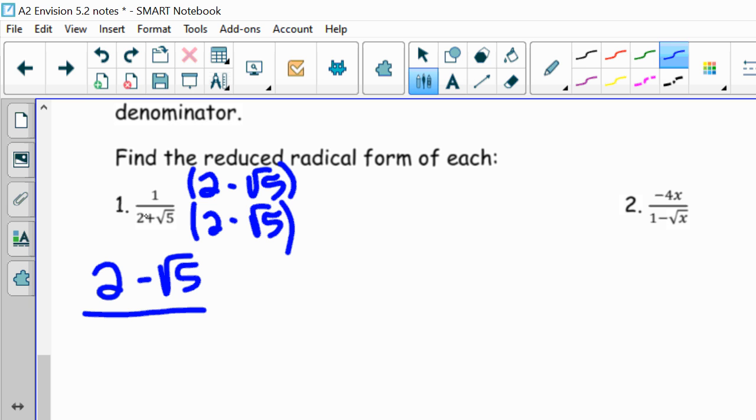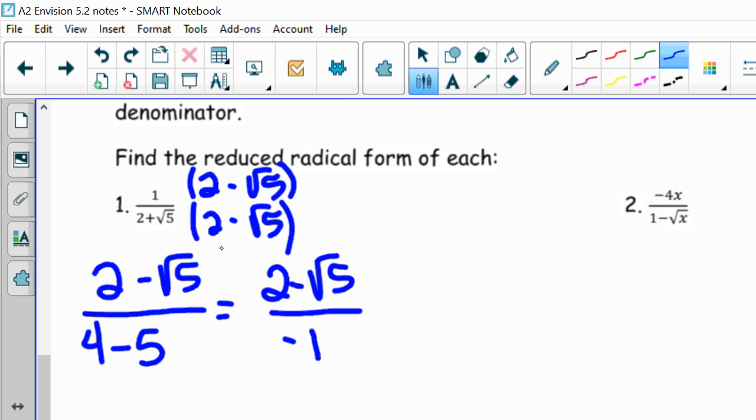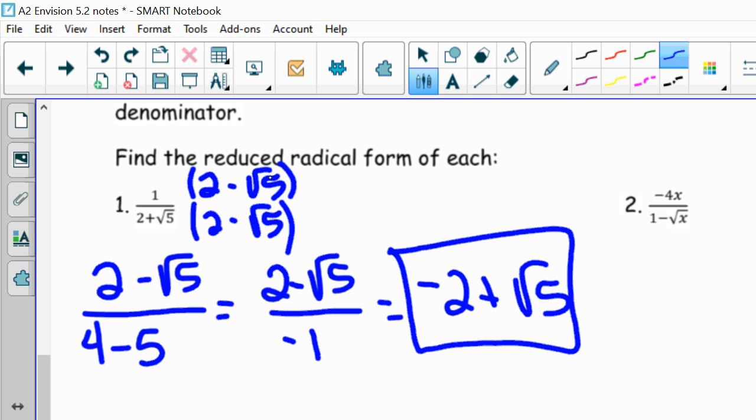Over my conjugates, remember we have a conjugate shortcut. That conjugate shortcut tells us you take the very first term and you square it, so 2 squared is 4. Always minus the last term squared. The square root of 5 squared is just 5. So now I have 2 minus the square root of 5 on the top, over 4 minus 5, negative 1. I can just change the sign of everything on top, so I get negative 2 plus the square root of 5. No more denominator.